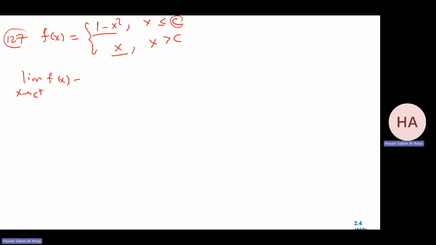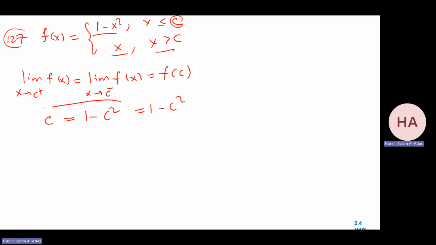Okay. So this is the function, which is 1 minus x squared if x is less than or equal to c, and x if x is greater than c. So this function is continuous away from c, so I care about c only. At the junction point, the limit as x goes to c from the right should equal the limit as x goes to c from the left, which equals f of c. This is what I need. From the right, it will be c. From the left, 1 minus c squared. f of c is 1 minus c squared, which makes no difference.